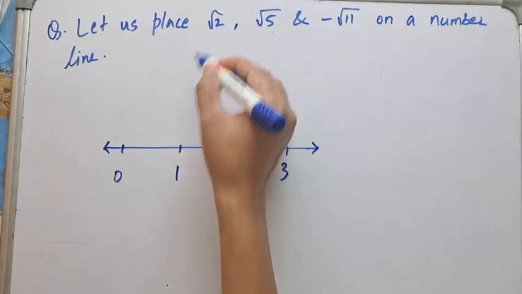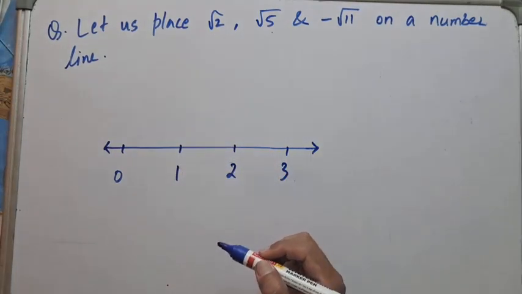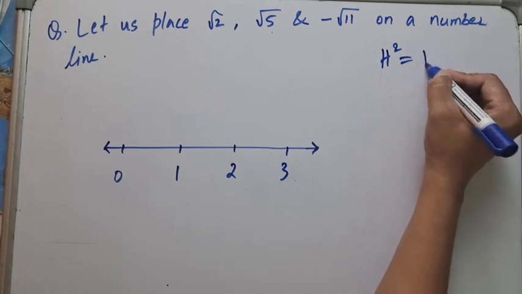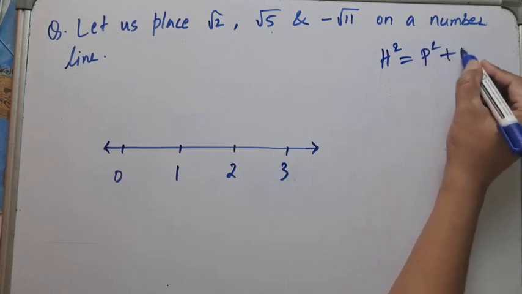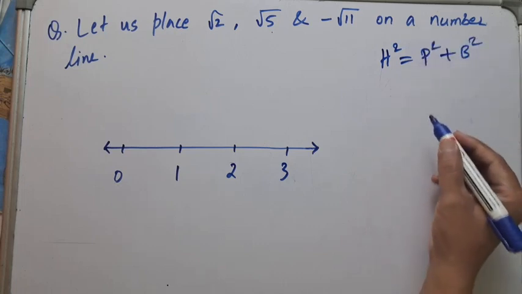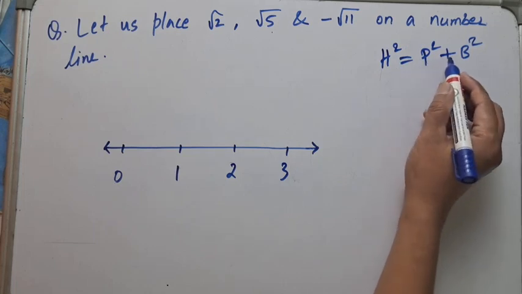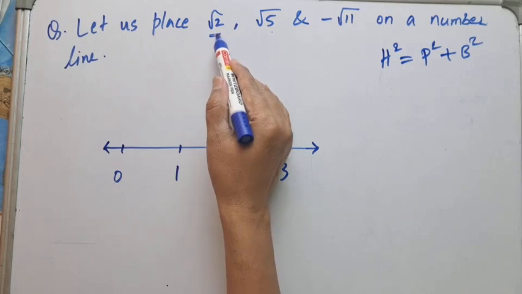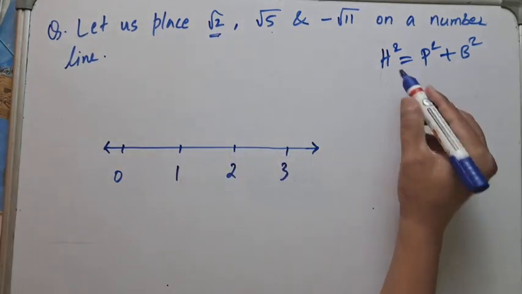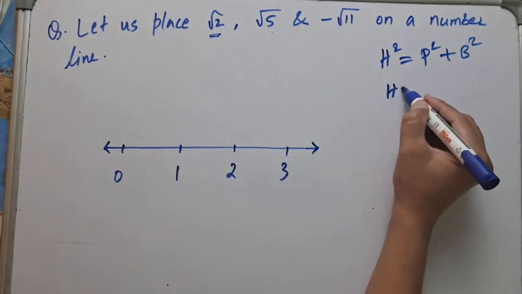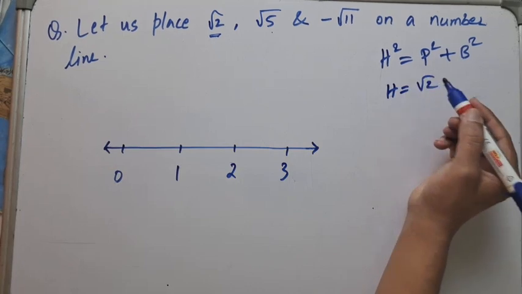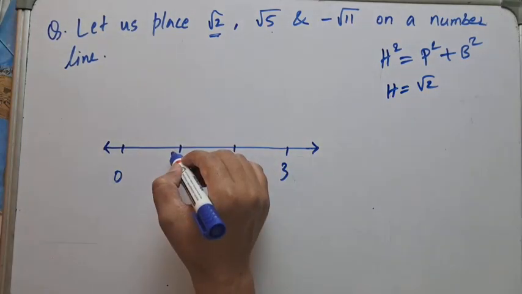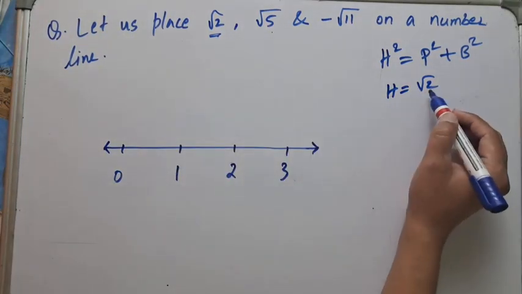To place root 2 on this number line, first we should know Pythagoras theorem. H square equal to p square plus b square. This is Pythagoras theorem: hypotenuse square equal to perpendicular square plus base square. So to place root 2 on this number line, we should keep in mind that the value of hypotenuse should be root 2.